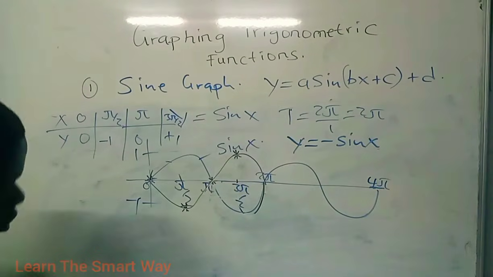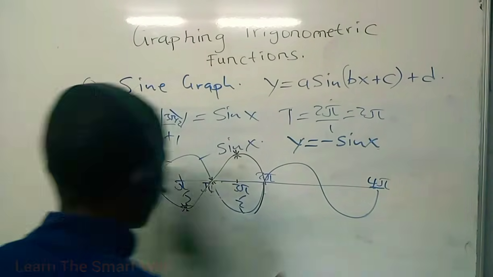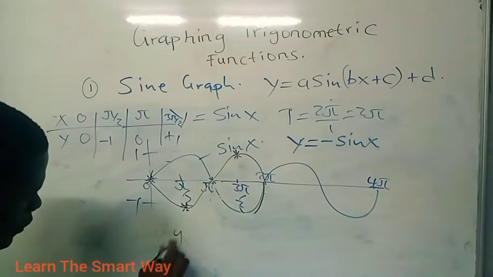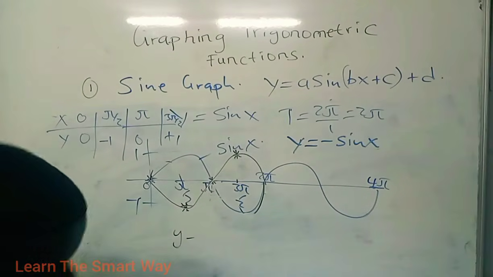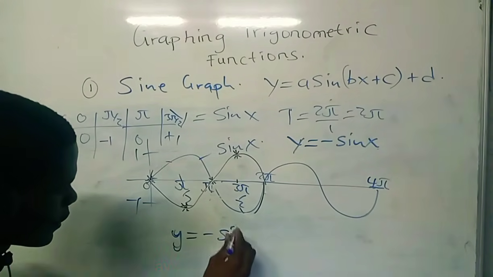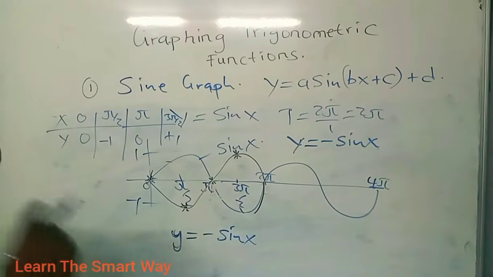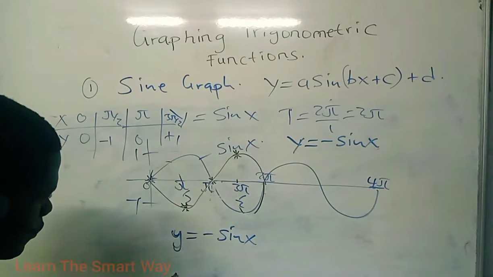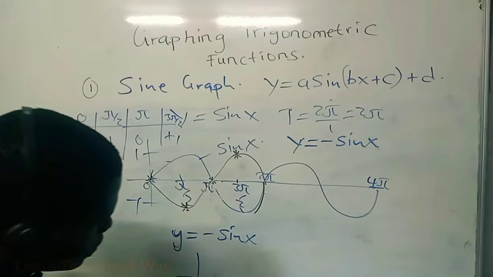So let me just try to remove the basic sine so that we're able to see. Or let me just try to show it down. So therefore, y is equal to negative sine x. Okay, let me try to add something to make it a bit, okay, just like that. It's going to be like this.